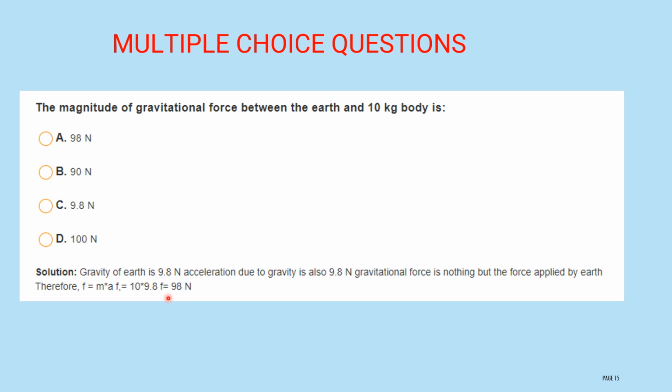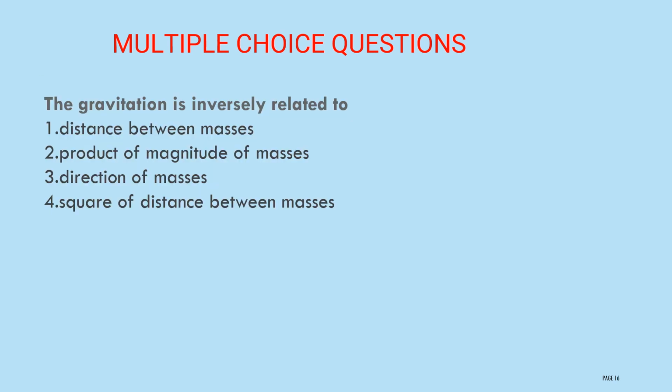That is the gravitational force that exists between the earth and a body of mass 10 kg. The force will be 98 newton. The correct answer for this question is 98 newton. Next question. The gravitation is inversely related to, option A, distance between the masses.